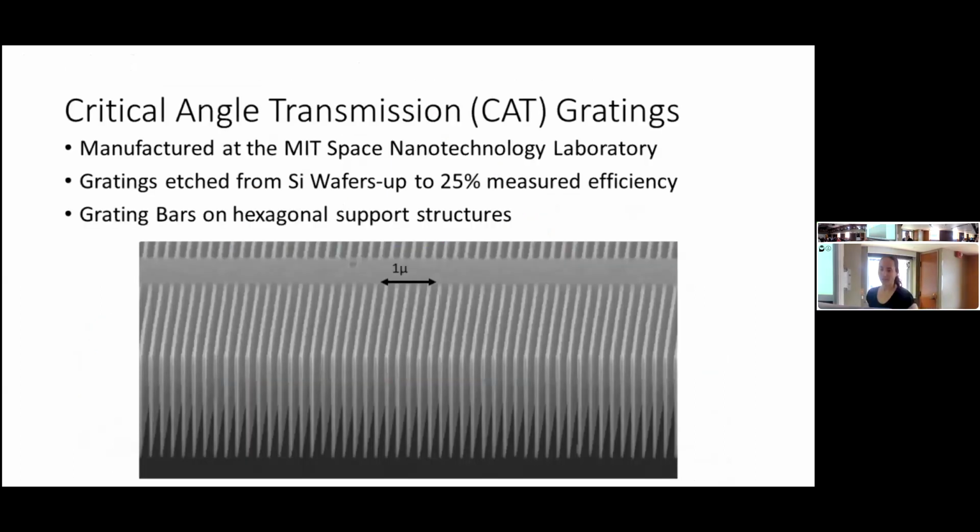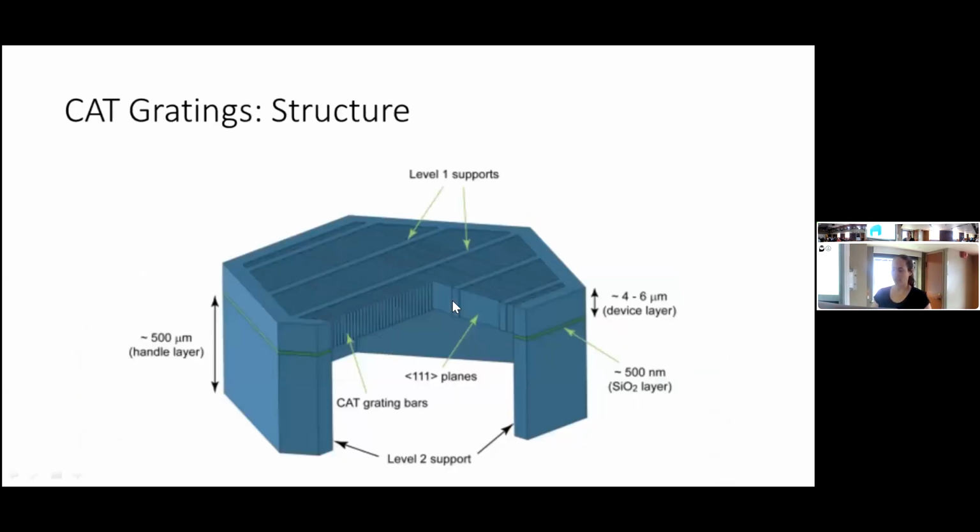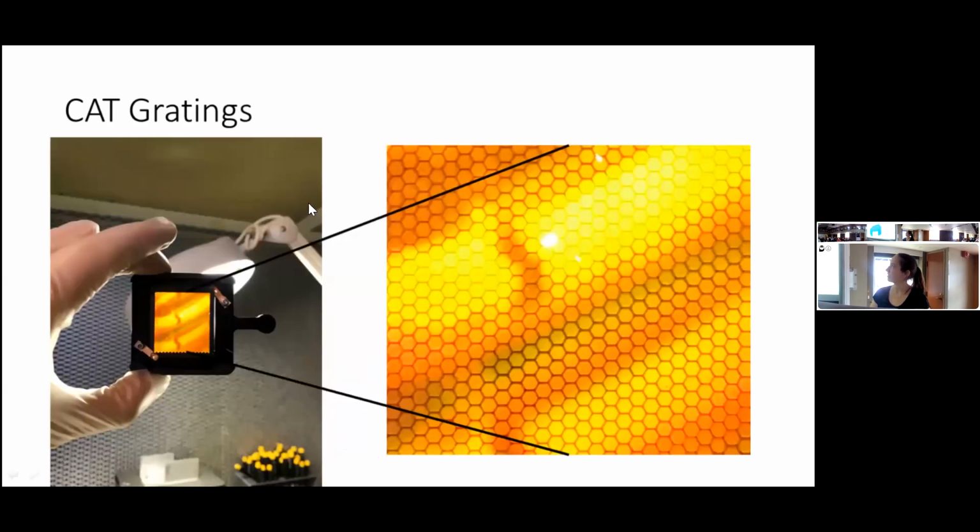All right, so more about our gratings. These are critical angle transmission gratings. These are the same guys that are planned for Arcus, so some of you know them very well. They're manufactured at the MIT Space Nanotechnology Laboratory, which is just down the street here. And they're etched from silicon wafers. So they have these hexagonal support structures and lots of little grating bars. So each cell has this kind of larger silicon support structure and these smaller silicon support structures, and then a ton of little grating bars that they etch into it.